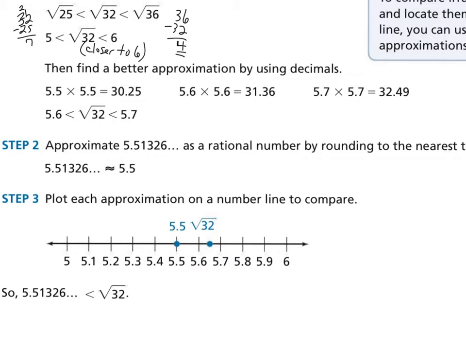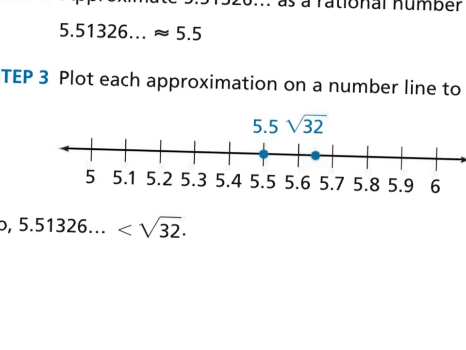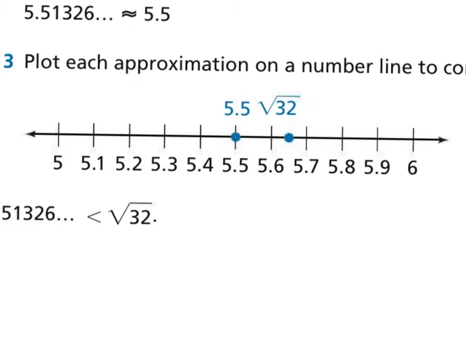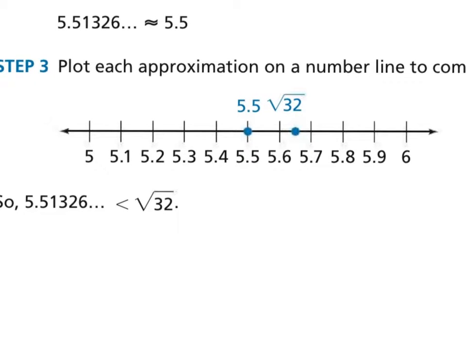5.7 times 5.7 is 32.49. That's a little bit bigger than what we have, so we can put the square root of 32 in between 5.6 and 5.7. The other one, I'm not sure why they seemingly put it right on the 5.5. It would be just a little bit to the right of that. I would put it maybe right here or something.